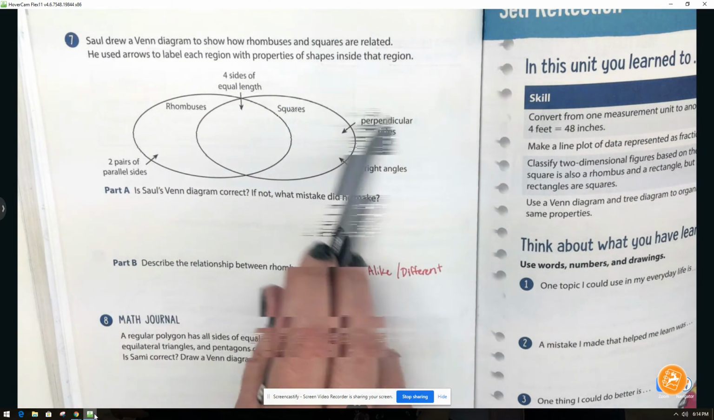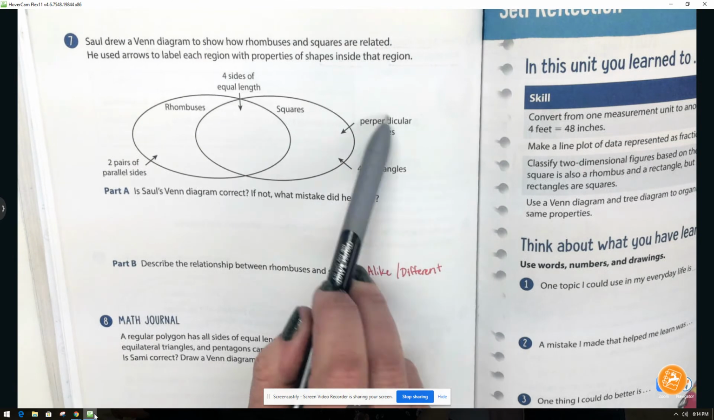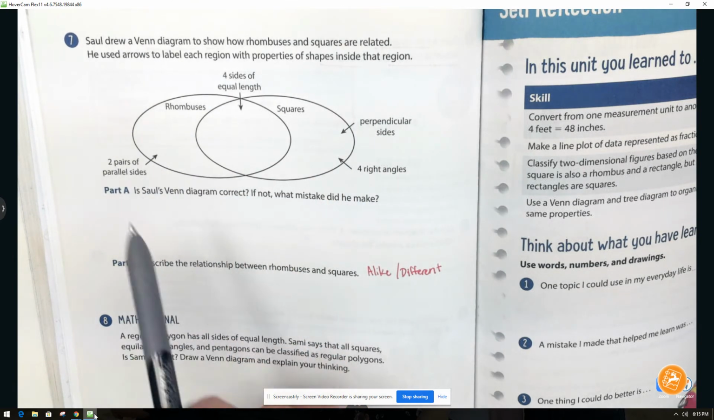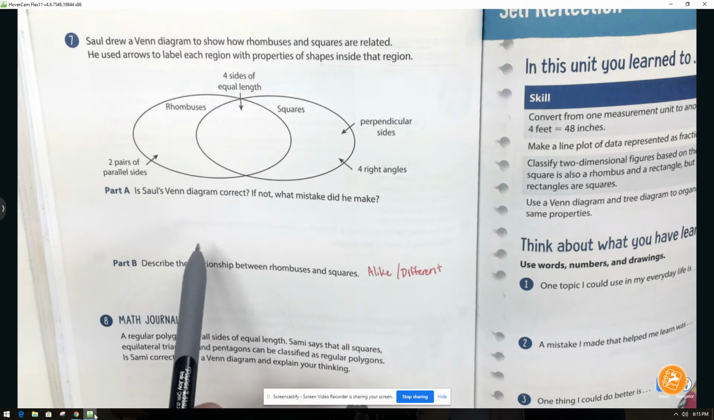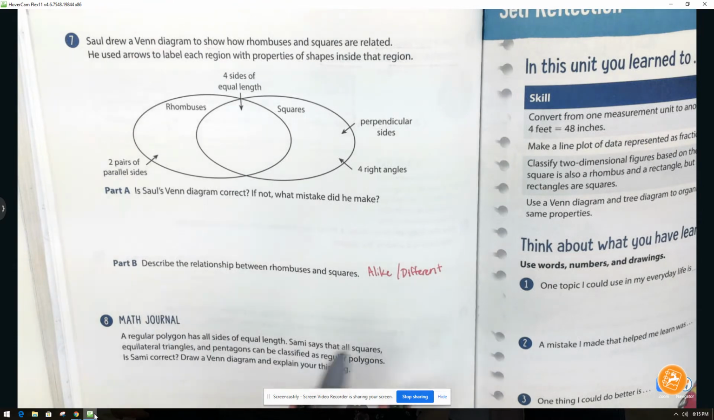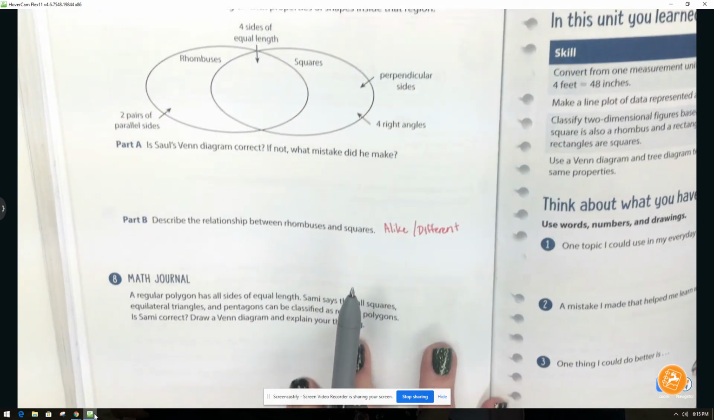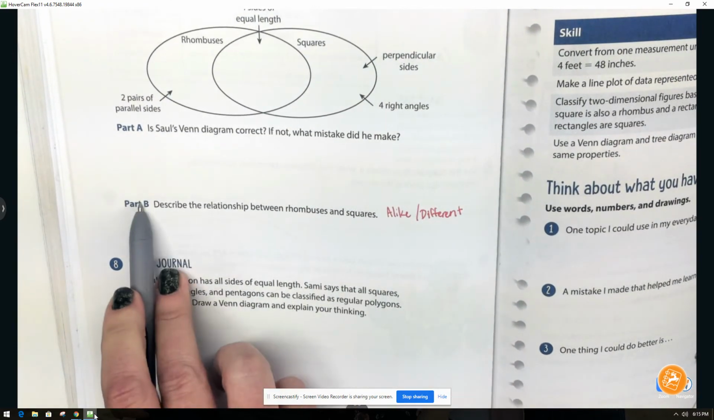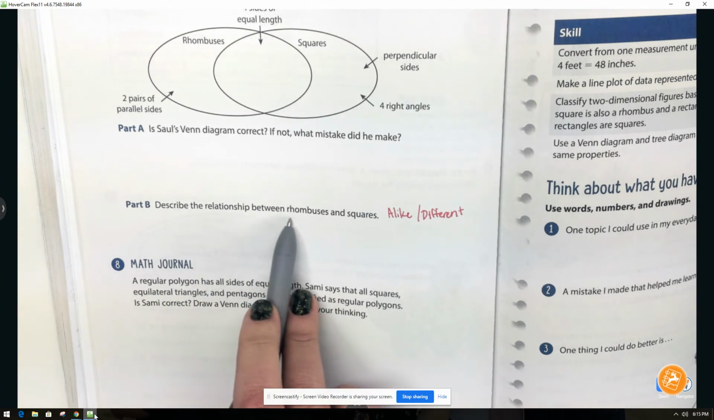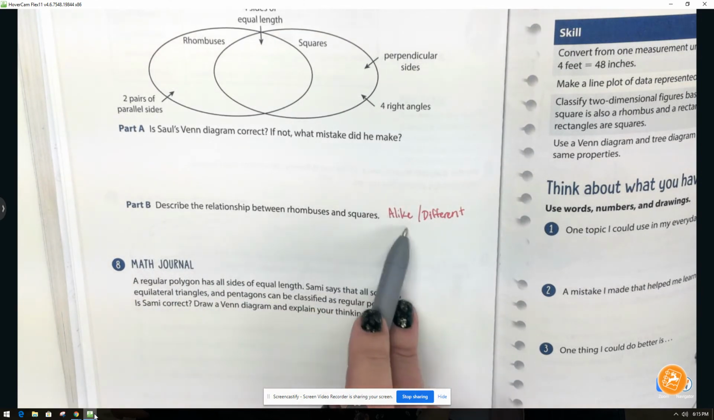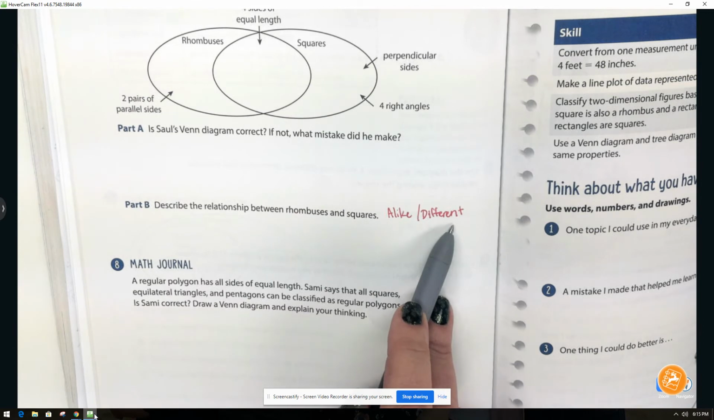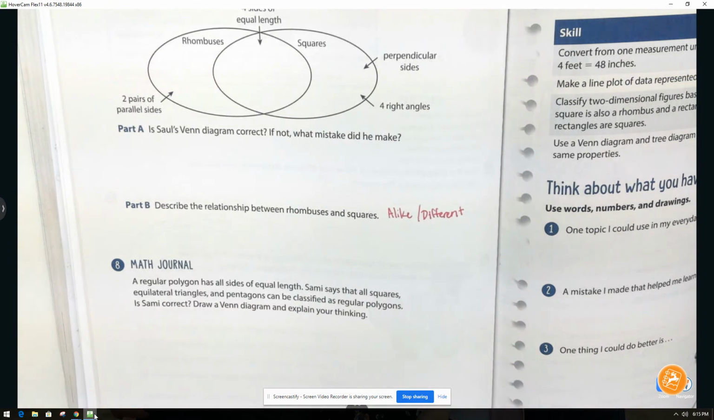So if it's totally correct, then tell me that he's correct. If he made any mistake, tell me the mistake that he made. Now, for part B, describe the relationship between rhombuses and squares. Tell me how they are alike and how they are different.